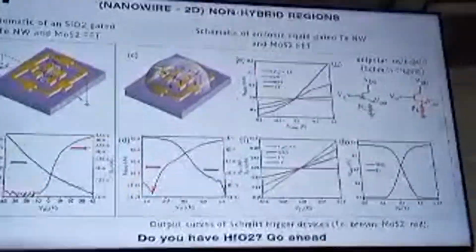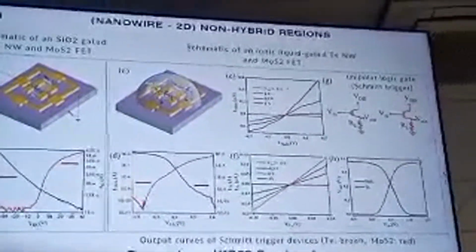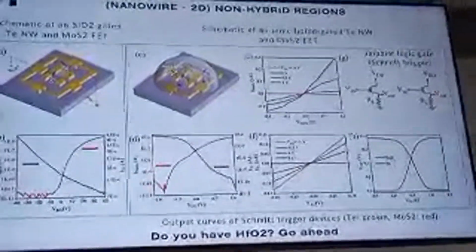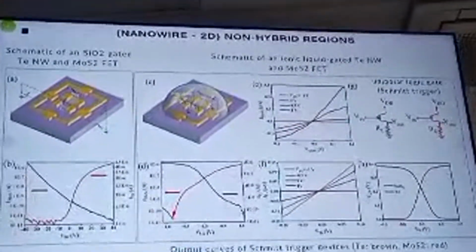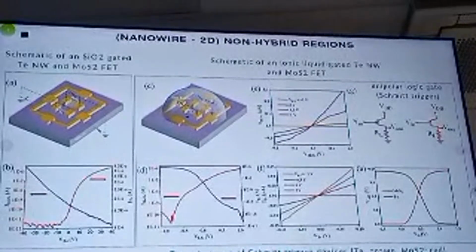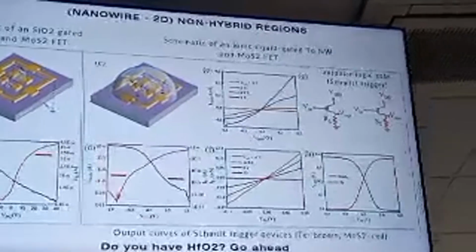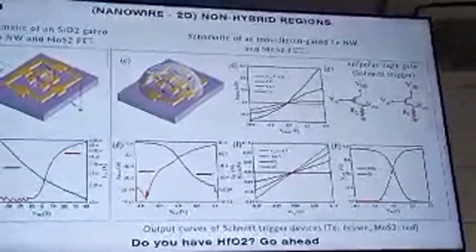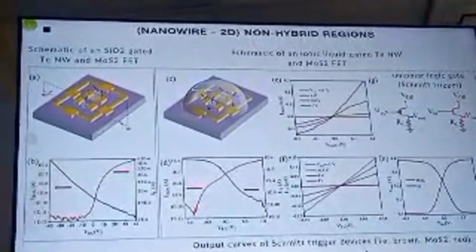Okay, I would like to finish this talk with the non-hybrid region, because when you grow systems with CVD, there could be regions where the tellurium is not on top of the MoS2. So you miss the MoS2, right? So the PN junction is not formed. But that is also useful, because there you create a circuit where P and N can be combined to create PMOS and NMOS, so CMOS.